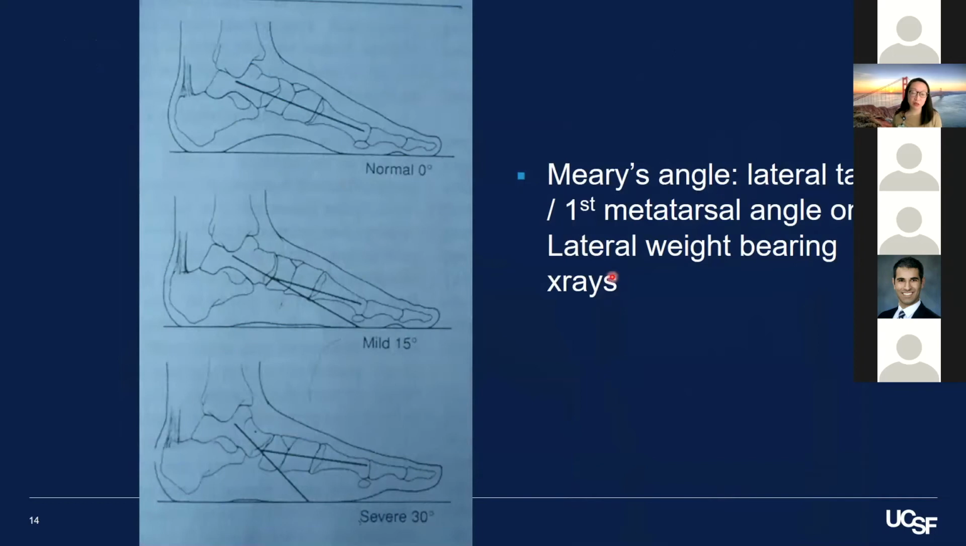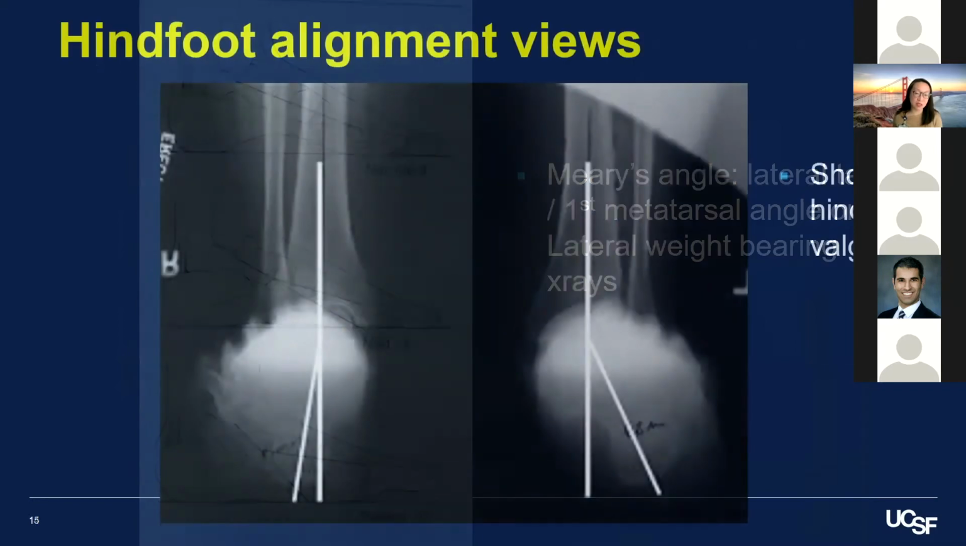This is just another representation of Meary's angle. So again, normal is collinear. This is mild, where it's apex plantar, maybe 15 degrees. And this is a more severe deformity where the talus is really pointing into the ground and apex plantar. And they're saying here that it's 30 degrees.